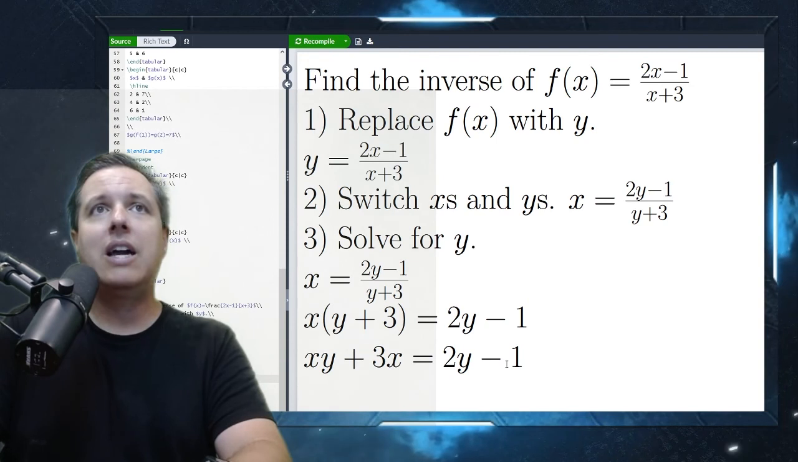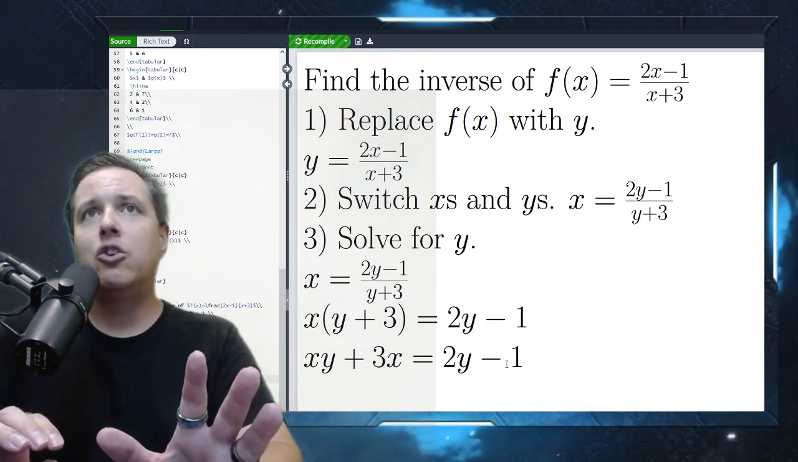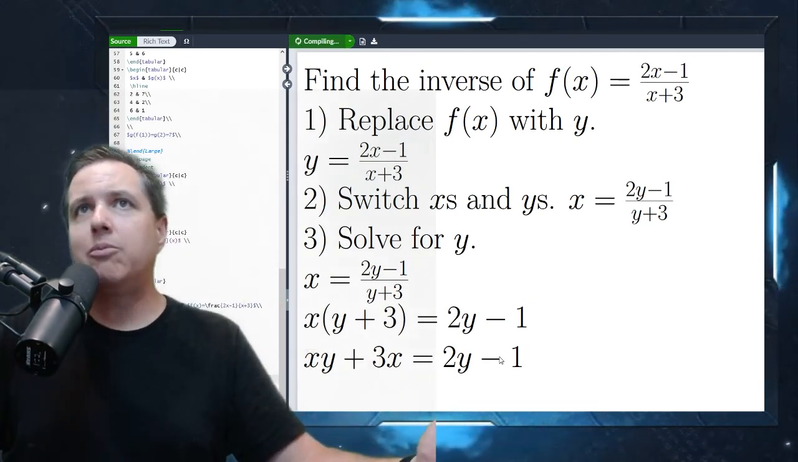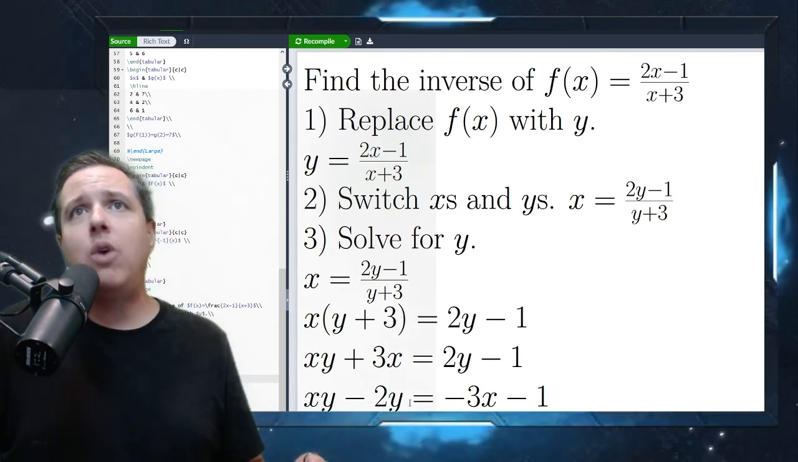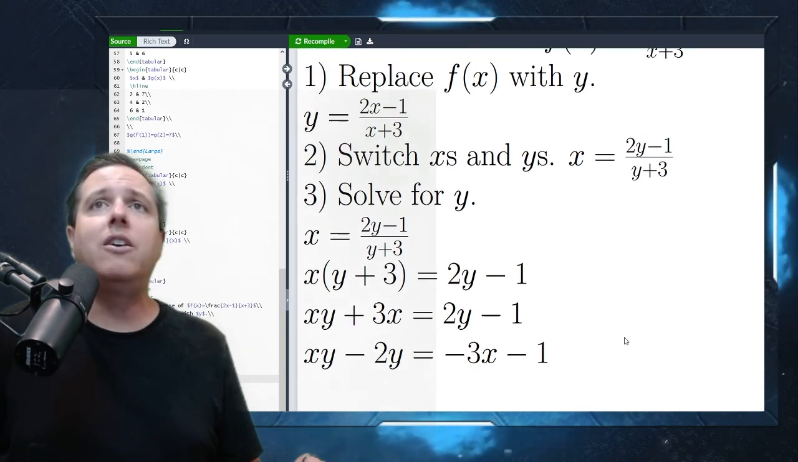And now we're going to collect those y terms so that they're on the left, and the non-y terms are going to be on the right. And so we do that by adding and subtracting our terms from both sides of the equation. So we end up with xy minus 2y on the left, right? I've subtracted 2y from both sides. And we end up with negative 3x minus 1. I've subtracted 3x from both sides, and we end up with this line right here.